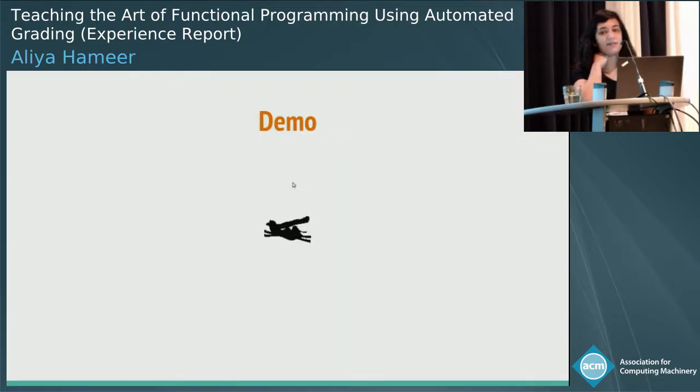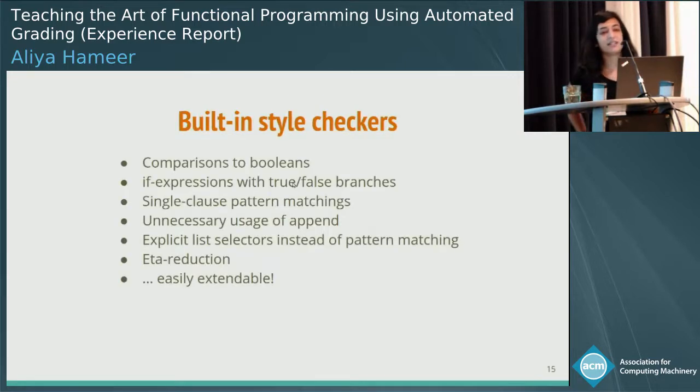So aside from the style checks I've shown you here, we built a bunch of other checks into our framework, which are listed on this slide. And we made our framework easily extendable so that instructors can implement their own custom style checks. And this was inspired by HLint and other tools for code refactoring that can be really useful for beginners to a certain language to learn good style in that language and to understand common idioms.